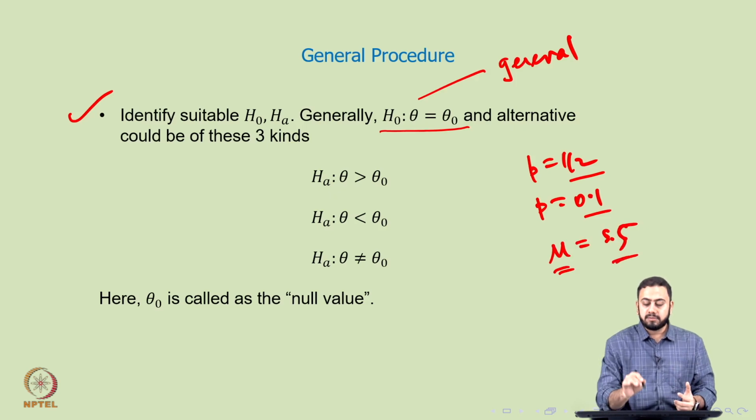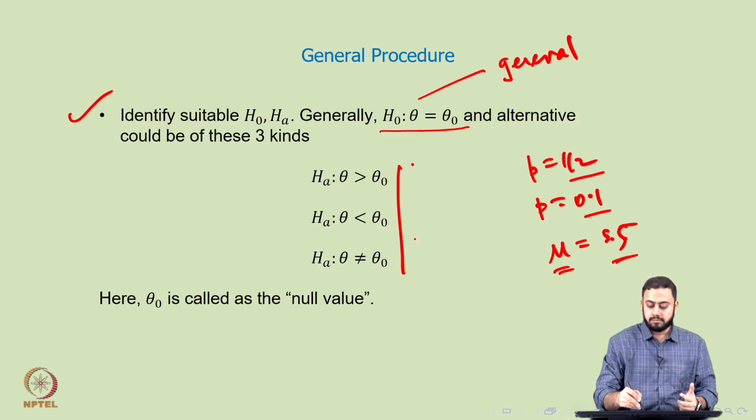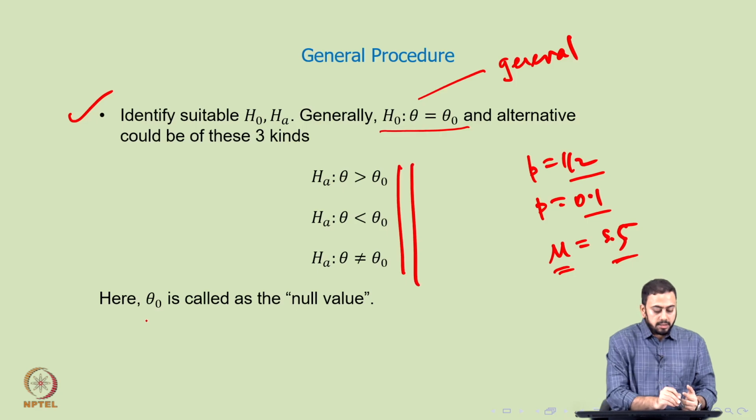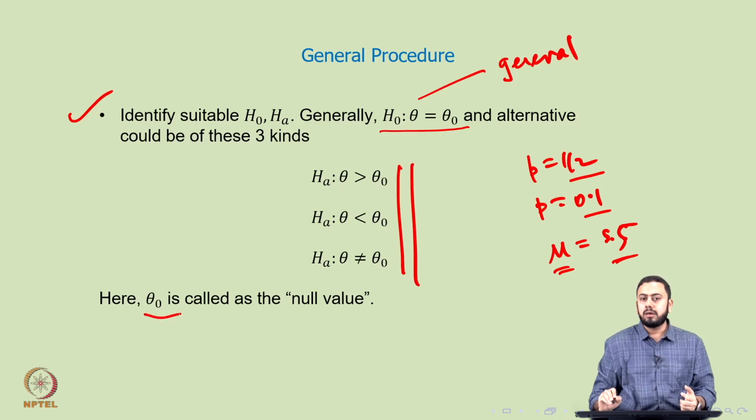Alright, so generally I will fix my H naught to be theta equal to theta naught, and then my alternative could be any of these three kinds. One of the alternatives could be theta exceeds theta naught, or theta is less than theta naught, or theta is not equal to theta naught. Again, what exactly is theta naught? Theta naught is called the null value. To summarize, theta naught is that value which is assumed to be fixed or true under the null hypothesis only.